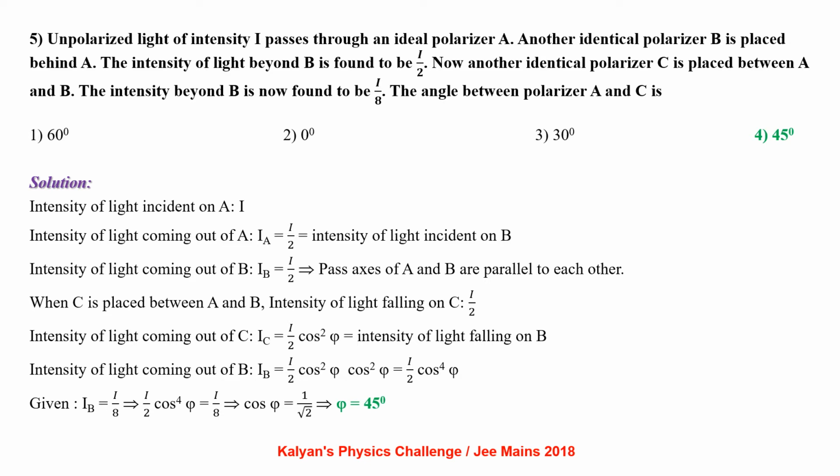Intensity of light coming out of B, I_B equal to I by 2 cos square phi into cos square phi, that is I by 2 cos power 4 phi. Given I_B equal to I by 8. So I by 2 cos power 4 phi equal to I by 8, which gives us the value of phi as 45 degree.